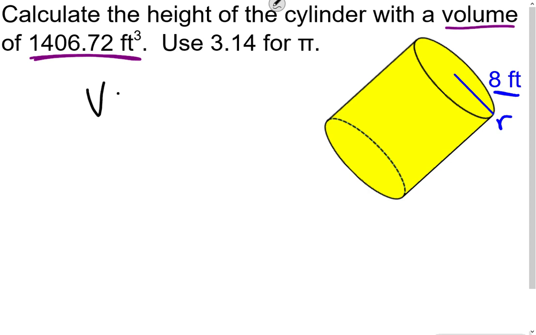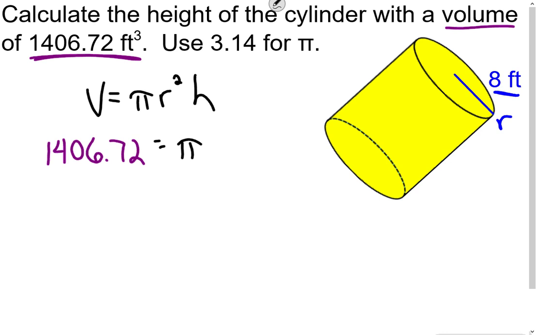Now, I'm still going to use the same formula that I did last time. Volume equals the area of the base times height. And I'm going to plug in the things that I know. So this time, my volume is 1,406.72 equal to pi times the radius. Radius is 8 this time. I have to square it, and then multiply it by the height. Height is the piece that we don't know, and again, that would be right here, the distance in between those two bases. So now I have to solve this equation.